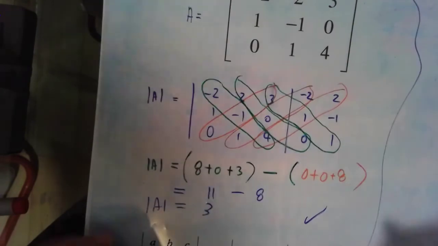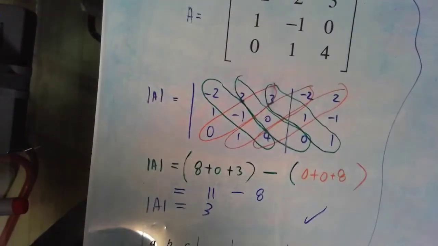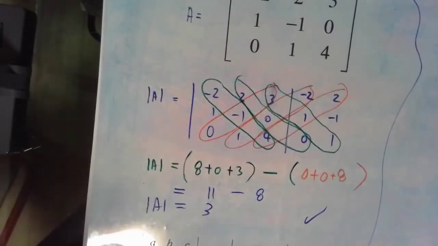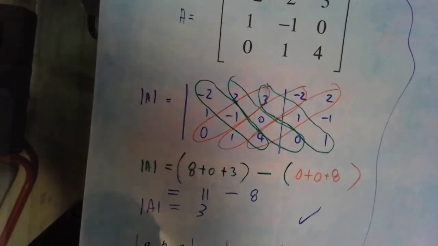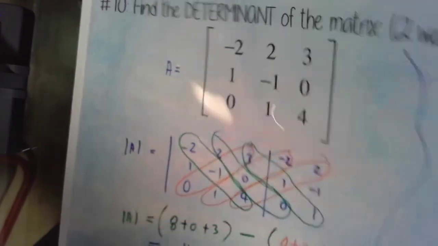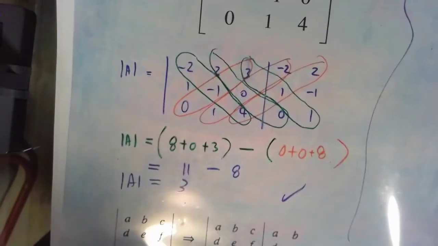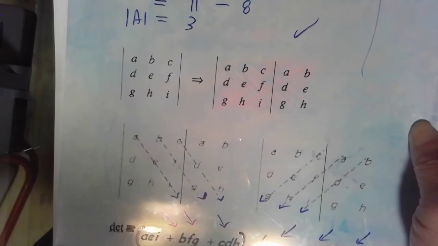Yes, so do you like this method? Throw it up if you like this method. I like this method as well, okay? All right, so good luck with this method. So again, only 3 by 3s work this way, not 2 by 2 matrices. Only 3 by 3s work with this strange method.